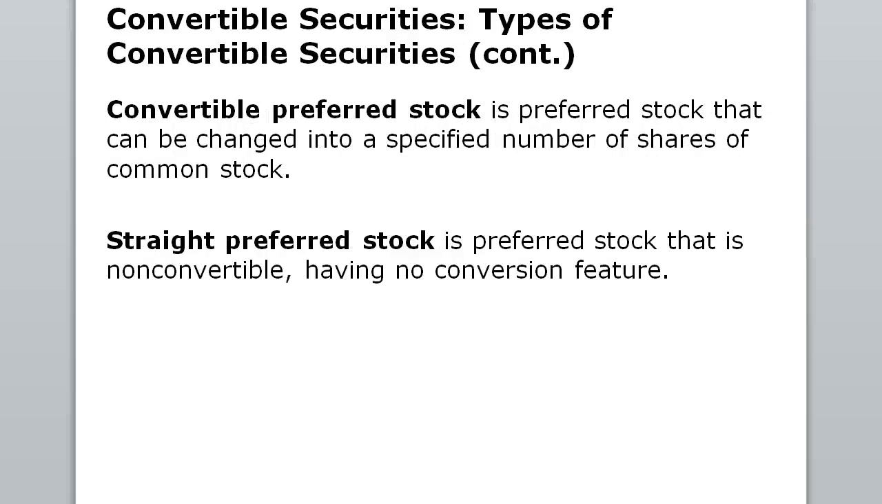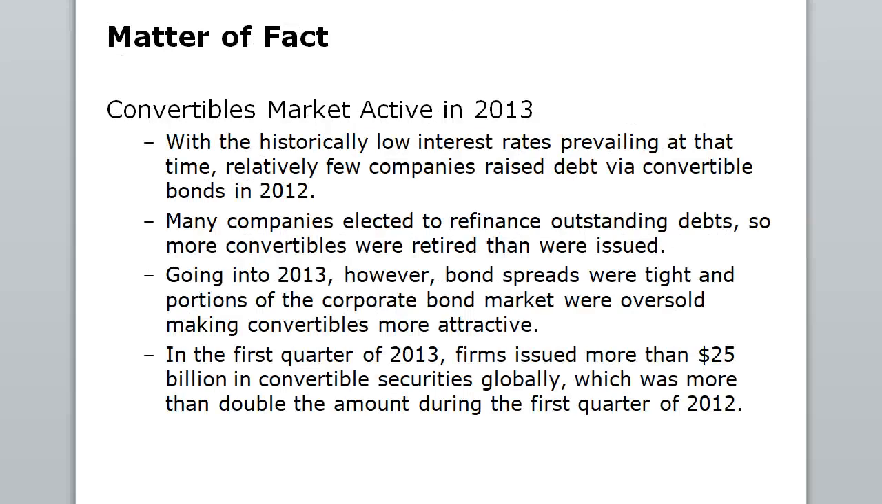Now, convertible preferred stock is preferred stock, something we went over in chapter 6 or 7, that can be changed into a specific number of common stock. Straight preferred stock is just preferred stock that is not convertible. So you see the nomenclature of how we talk about these things. Now, the convertible market.